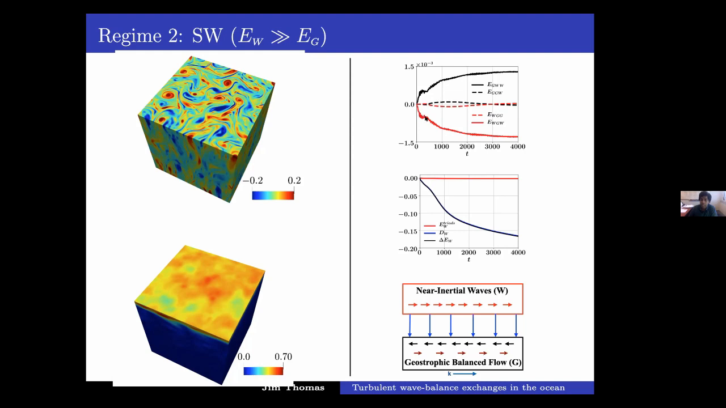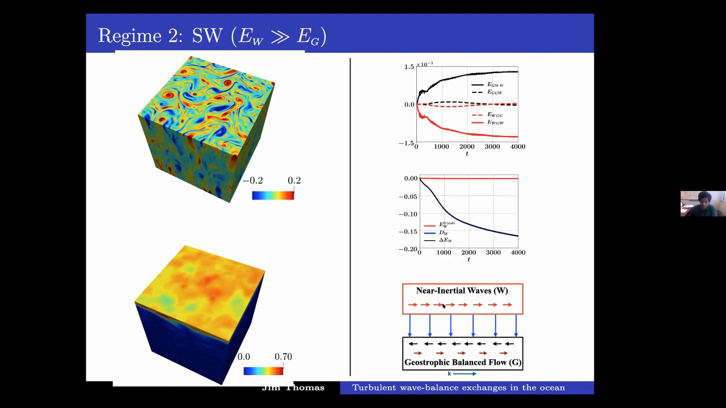And this is the equivalent figure of the previous slide showing us the energy transfers in this parameter regime. Red curve is showing us the wave energy. So waves are now losing energy to the geostrophic balance components. The balance flow is gaining energy in this parameter regime. The blue curve is showing us the wave dissipation now. We find about 15 to 17% of the wave energy getting dissipated in the interior parts of the ocean.